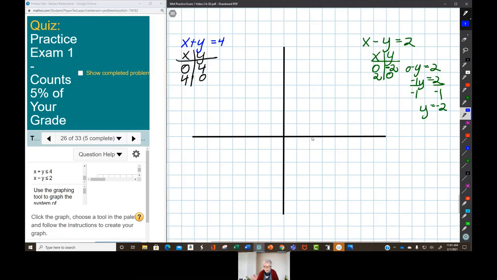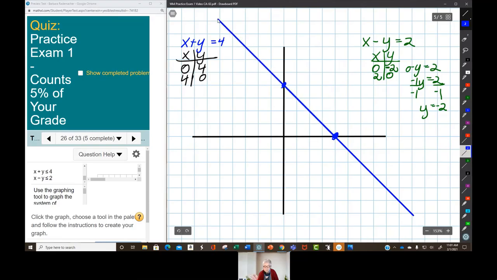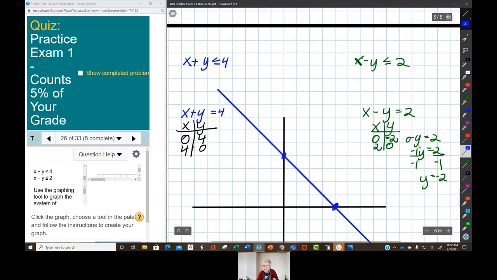So 1, 2, 3, 4, and 1, 2, 3, 4, and that'll be a solid line. Okay, and now I do have to do my shading. It's easier if you do it one line at a time.